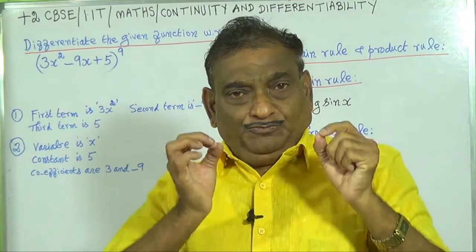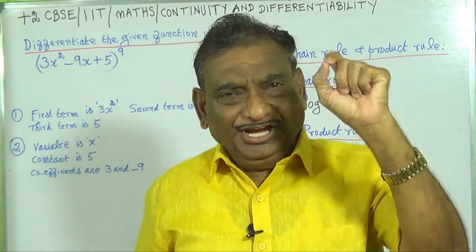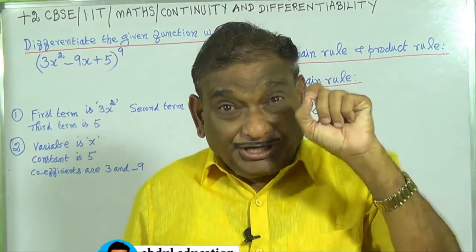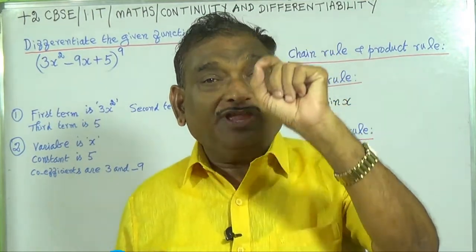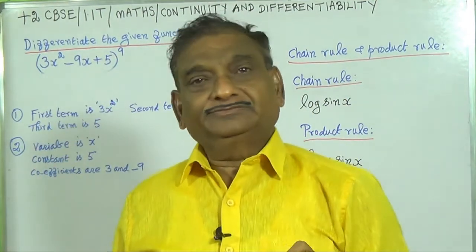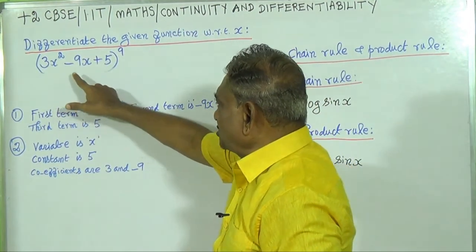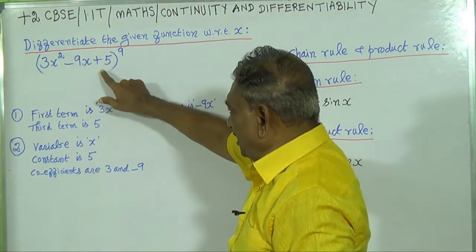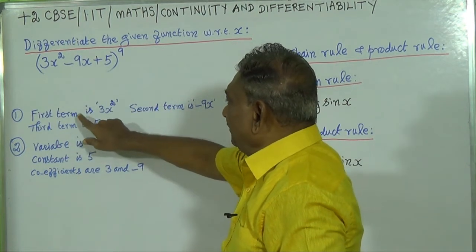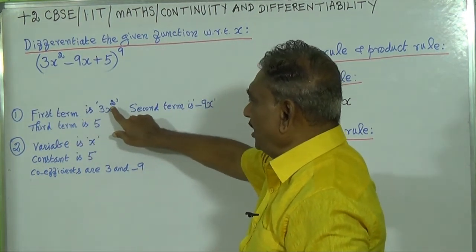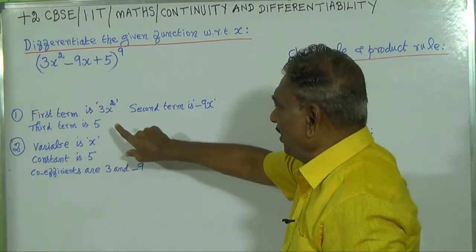Before proceeding to differentiation, we should know some details. The first detail is we should see how many terms are there in the given function. For example, if we take this expression, that is function, we confirm that this is the first term. That is, the first term is 3x square. The second term is minus 9x. The third term is 5.